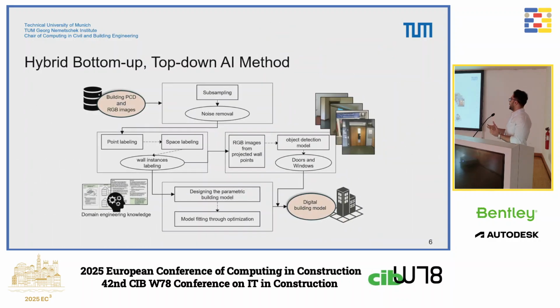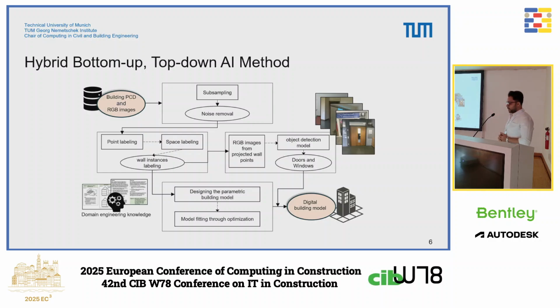To address these challenges, here we propose to use a hybrid bottom-up top-down AI method for improved digital twinning of the building from the point cloud and images. And the idea is to use domain knowledge in design and construction of the building with the AI capabilities in scene understanding within the point cloud and RGB images to create the digital building model with rich semantics and also consistent, coherent geometry.